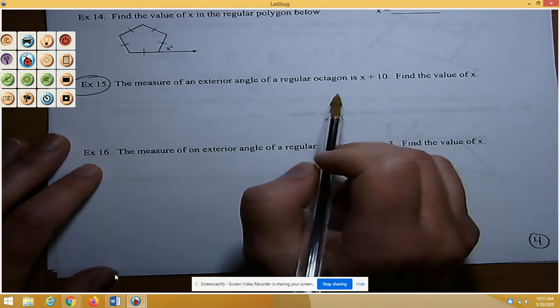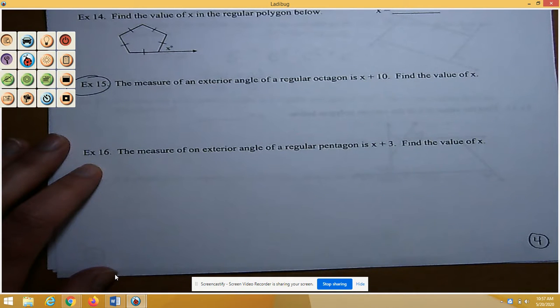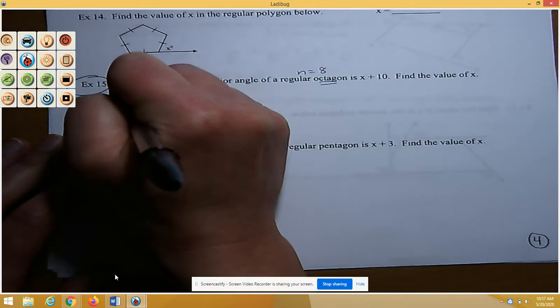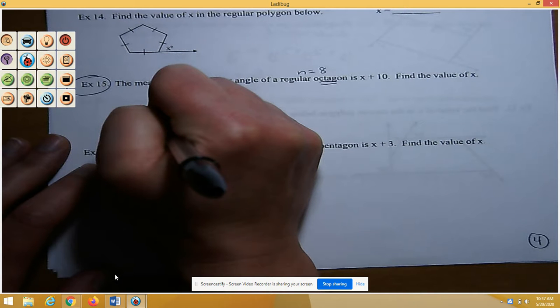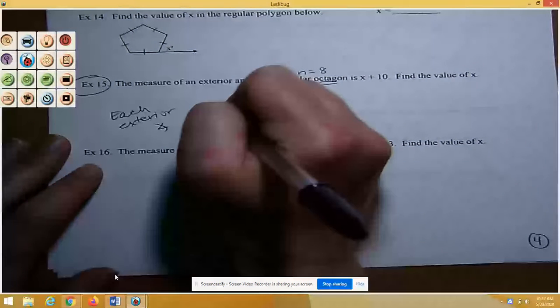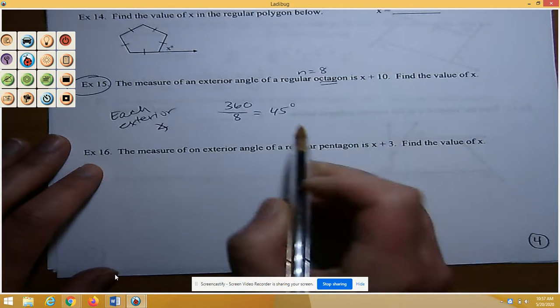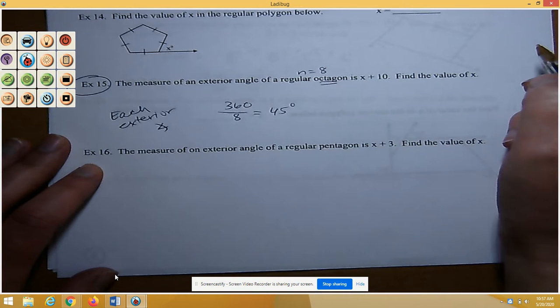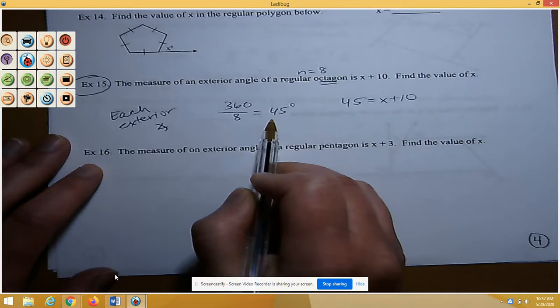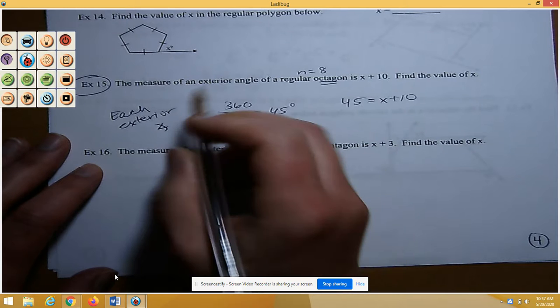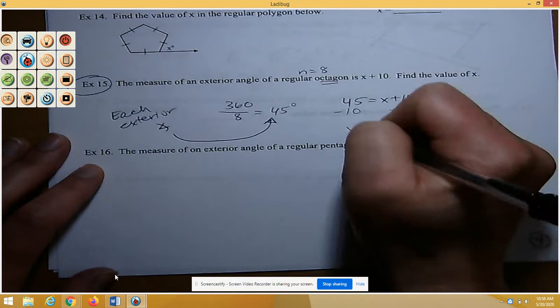Well, because it's an octagon, n is 8, and we can find each exterior angle. Actually, we just did that, right? We said 360 divided by 8 and we got 45 degrees. I'm also saying that that exterior angle is x plus 10. So once you find each exterior angle, which is 45, you can set it equal to x plus 10. So I'm just going to subtract 10 and x will equal 35.